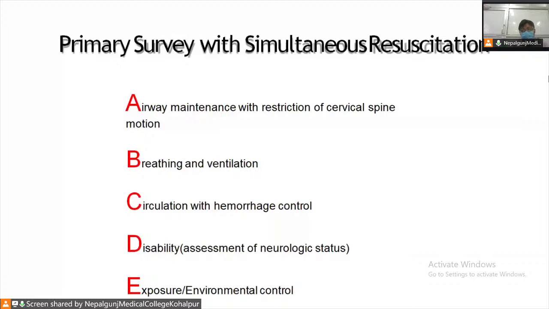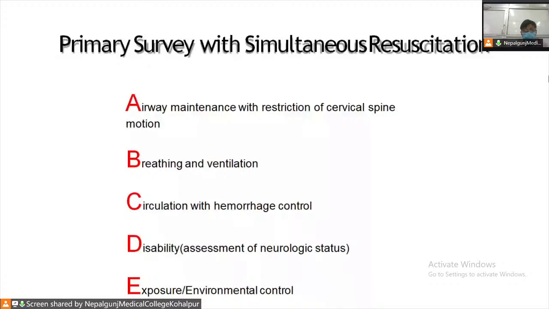focus and keep in mind that we should be able to stabilize the spine while monitoring the airway and maintaining the airway. After that, we go for breathing and ventilation, because after the airway is secured, breathing and ventilation is important, because without it, there is no chance of oxygenation, so the patient may land in hypoxia. And they may die accordingly because of hypoxia.